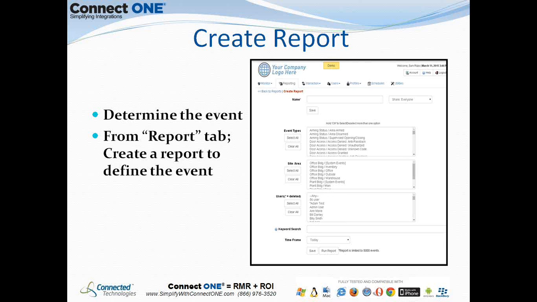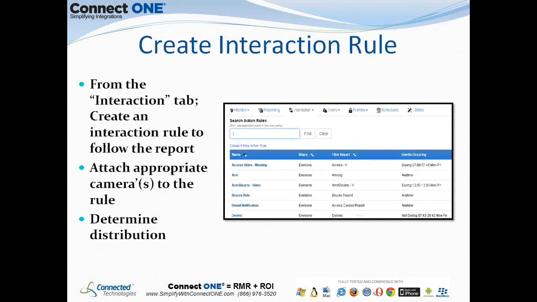Name the report, whatever it is that you want to name it. Then go to the Interaction tab and create an interaction rule that's going to follow that report. And you just link the interaction rule to the report. It's going to ask you what you want the interaction rule to do. You want to capture video. So select the Video tab and then determine who's going to be notified when that event occurs. So it's a very simple way to set up the tracking of the image to the event. But again, it's a two-step process. Create the report and then have the interaction rule follow the report.